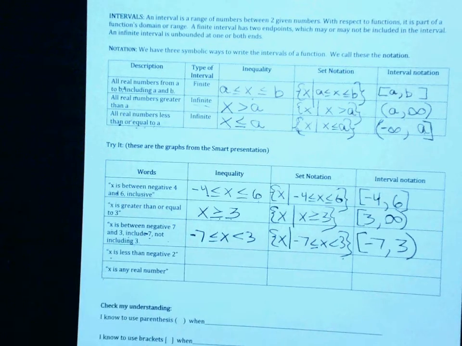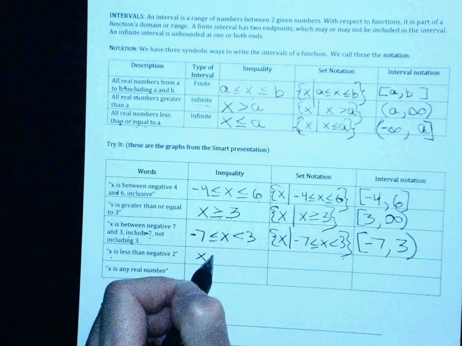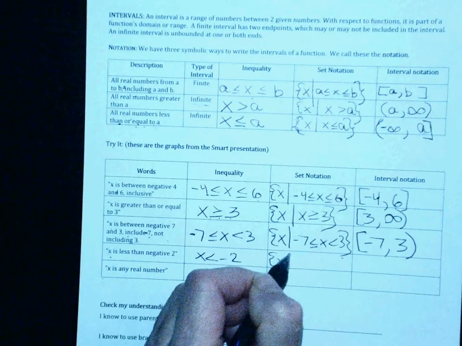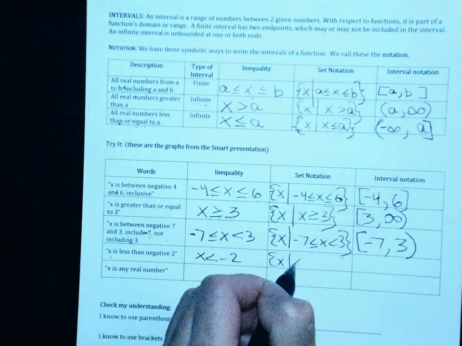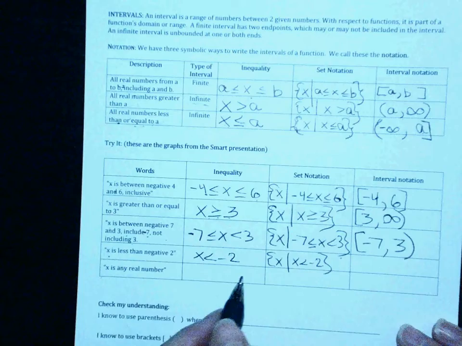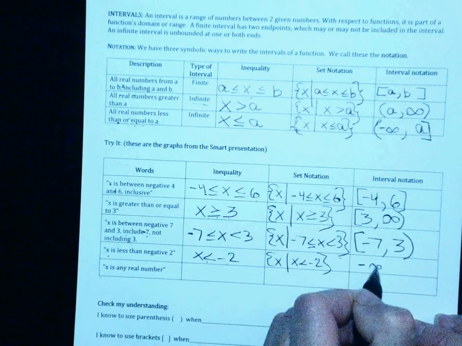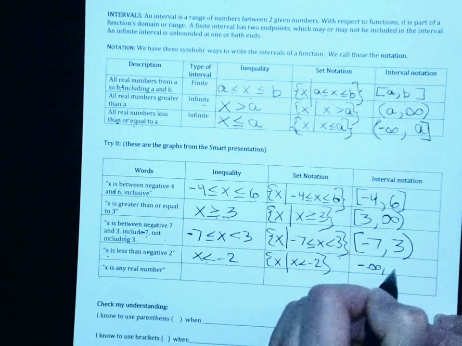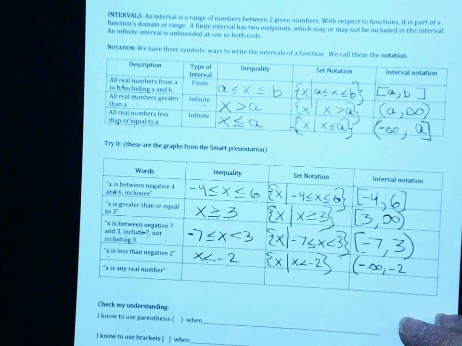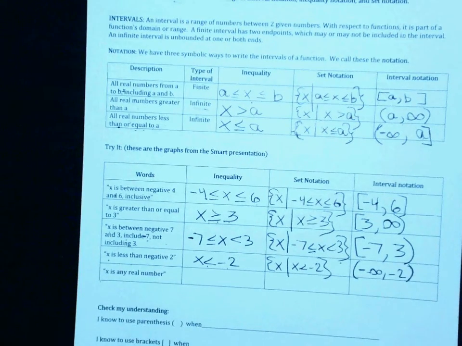Next one, x is less than -2. I'm going to write exactly what it says. x is less than -2. Set notation, all x such that x is less than -2. And here, since x is less than -2, when it's less than, it's negative infinity first, then -2. Always a parenthesis on the infinity. It doesn't say less than or equal to, so that's also a parenthesis there.